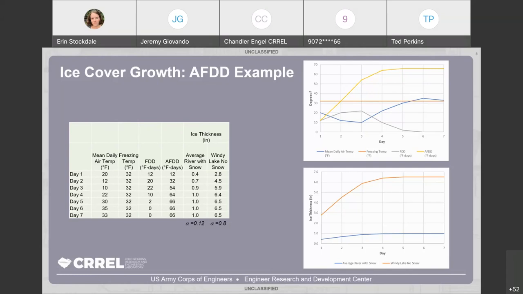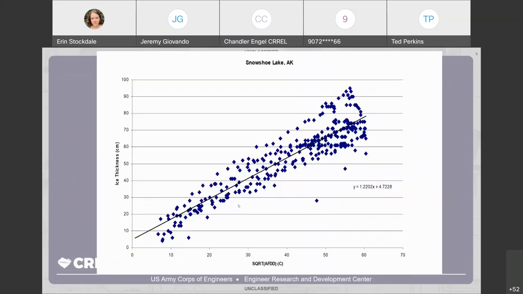If the site was instead a windy lake with no snow, so more heat transfer, more ice growth, implying that the heat could be moved more rapidly from the surface, the ice thickness is estimated to be 5.9 inches. So clearly the selection of alpha is super important, and like I mentioned, best calibrated to a site by either looking at historical ice thickness measurements or using judgment based on experience.